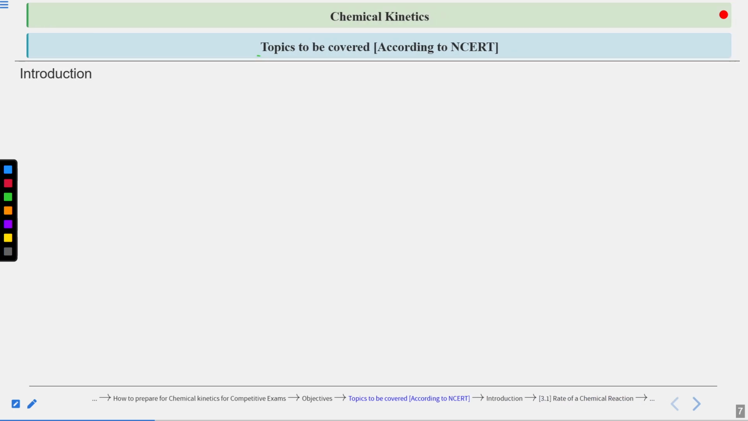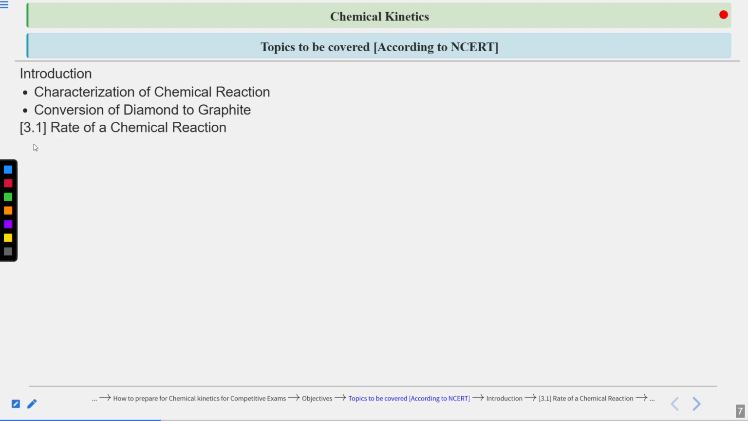So what are the topics that you are going to cover in this lecture according to the NCERT? First of all, we will talk about the introduction part, then the characterization of the chemical reaction, then the conversion of diamond to graphite, and then we will cover section 3.1 of our NCERT textbook, which is the rate of a chemical reaction.